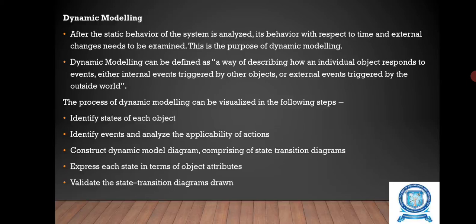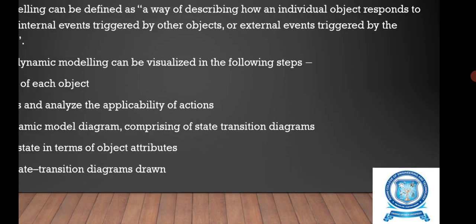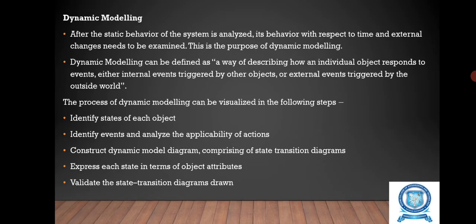The process of dynamic modeling can be visualized in the following steps. Identify the states of each object, identify the events, and analyze the applicability of actions. Construct the dynamic model diagram comprising state transition diagrams. Express each state in terms of object attributes. Validate the state transition diagrams drawn.